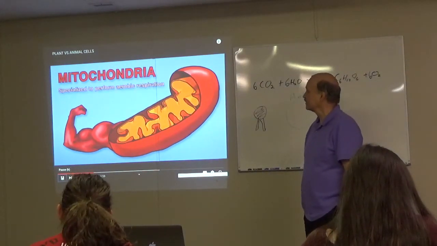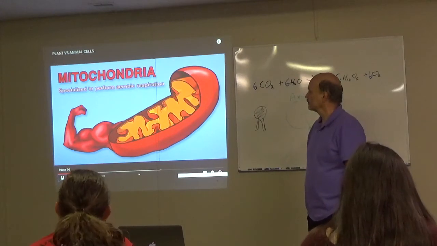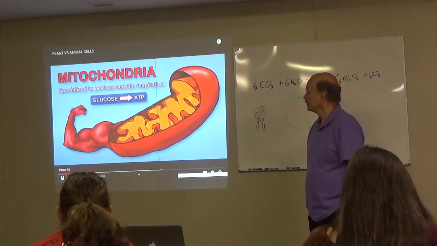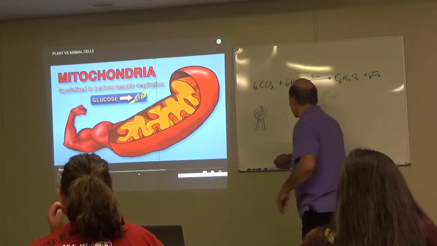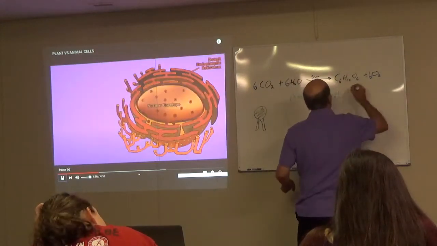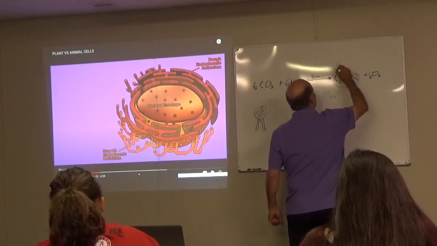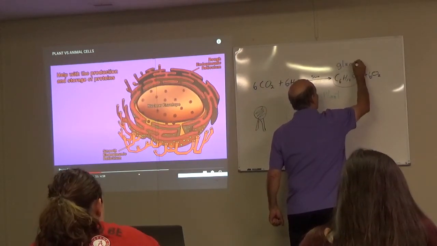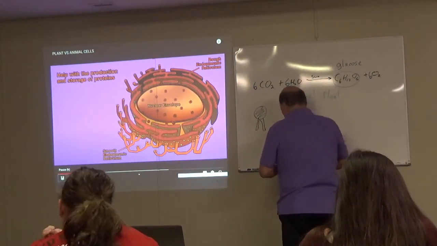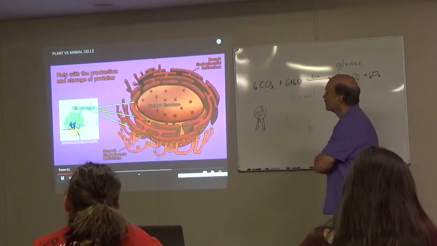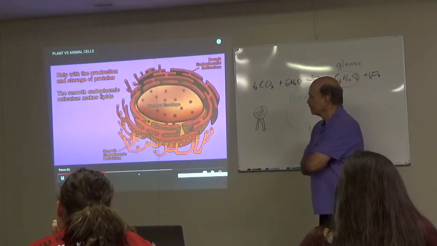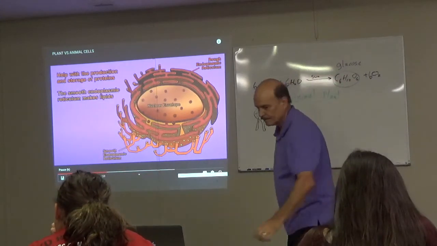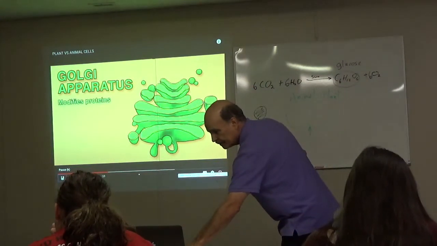They are specialized to perform aerobic respiration, converting glucose to ATP which is the energy currency of the cell that is used to perform functions necessary for life. Both rough and smooth endoplasmic reticulum help with the production and storage of proteins. The rough endoplasmic reticulum is covered in ribosomes, which translate RNA into protein. The smooth endoplasmic reticulum makes lipids. The Golgi apparatus modifies proteins.